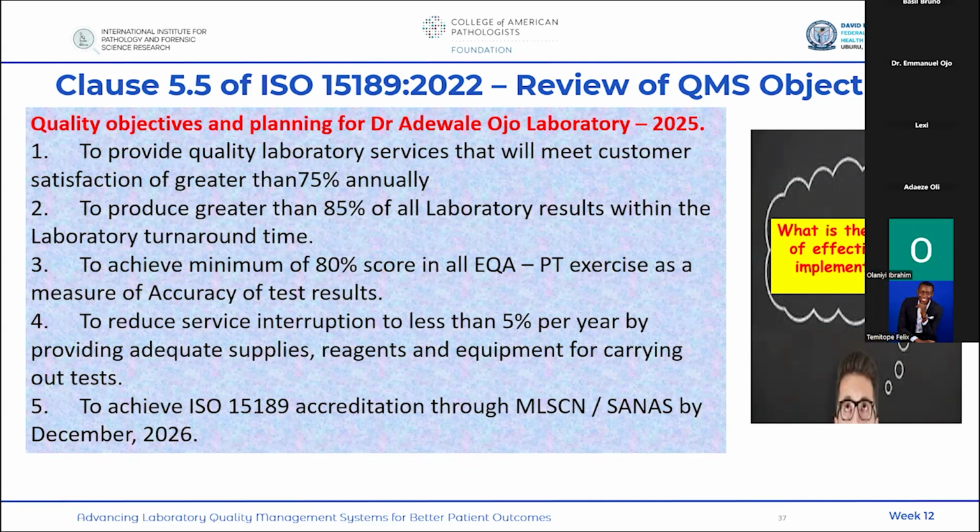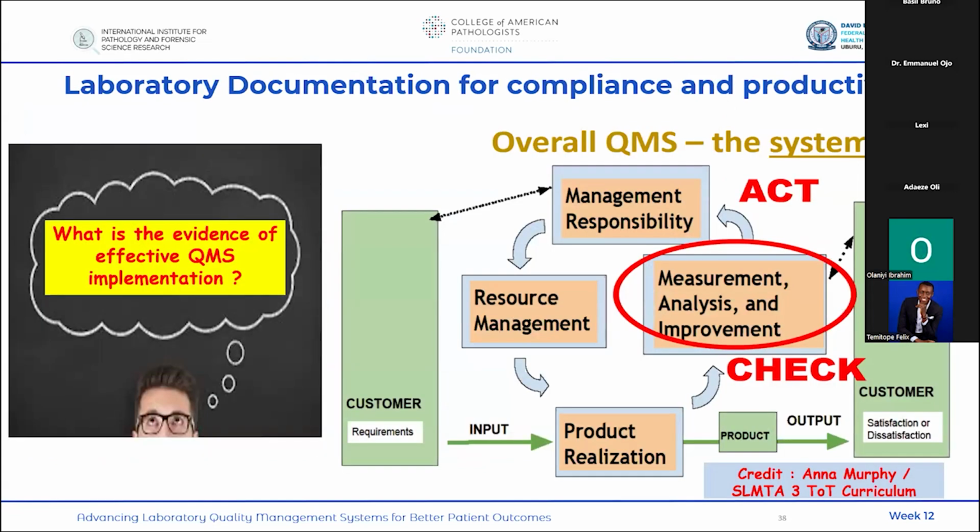And for you to be able to do this, it means that you must have records. Records of when results are ready. The time you receive the sample, the time the result is ready, you need to have all of that. Then EQA, PT is another objective. Service interruption is another one. And of course, achieving or attaining accreditation is another one.